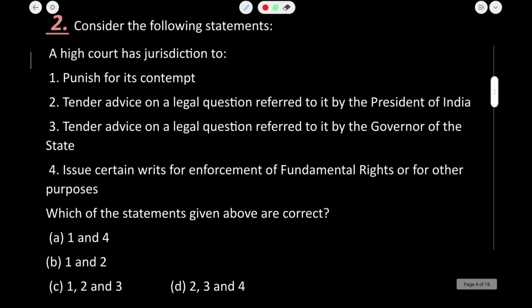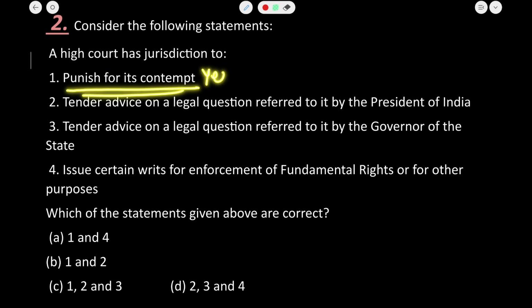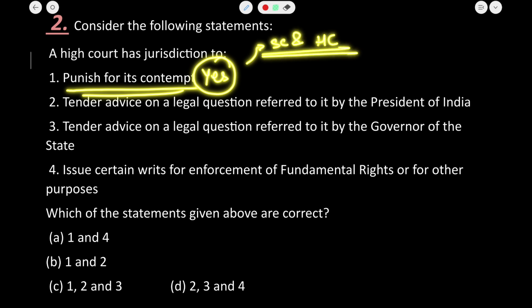Let's see the next question. The next question is about, a high court has jurisdiction to punish for the contempt. Yes, as we have seen in the Contempt Act that the Supreme Court as well as High Court has power to punish for its contempt, and this contempt can be both civil as well as it can be criminal. So the first statement is absolutely correct.